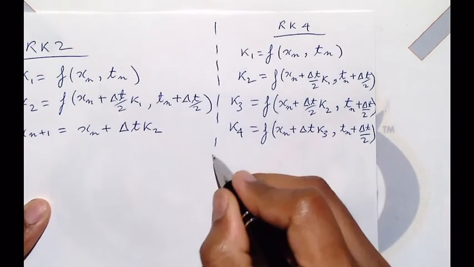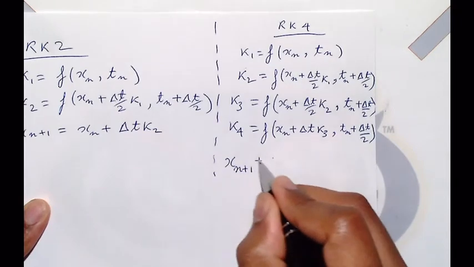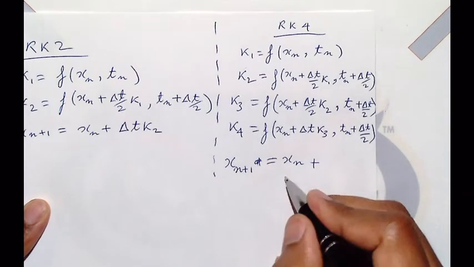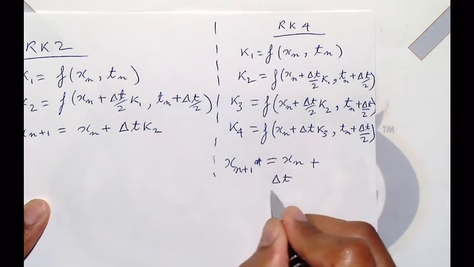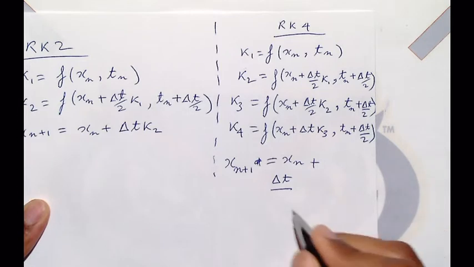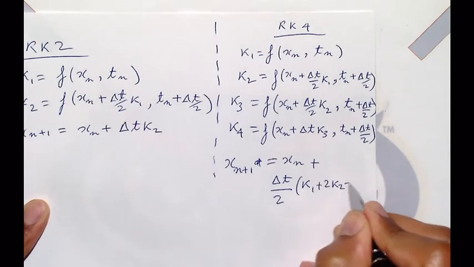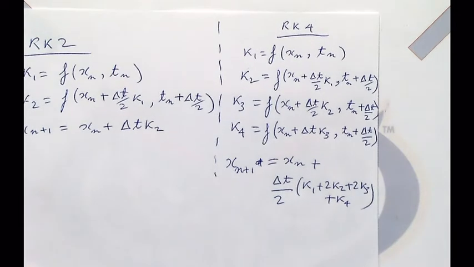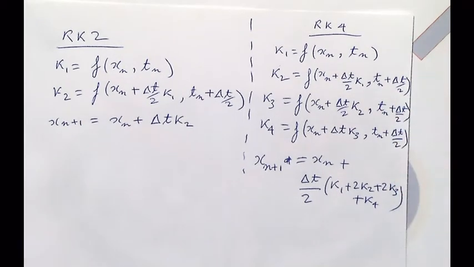In the end, my actual answer is the starting point plus a sort of averaging between all of these, half K1 plus 2K2 plus 2K3 plus K4. So you see, conceptually it's very similar, it's just you have more intermediate steps. This is fourth order accurate, this is second order accurate.